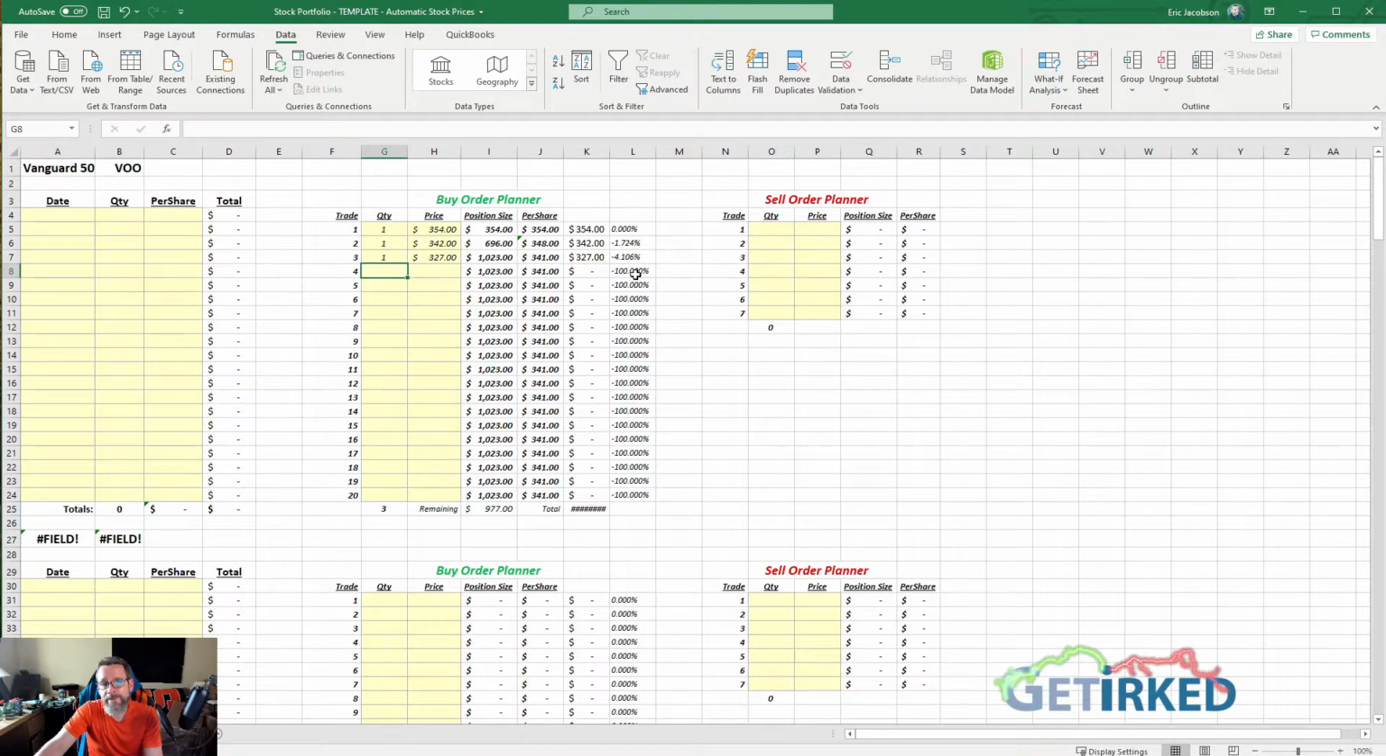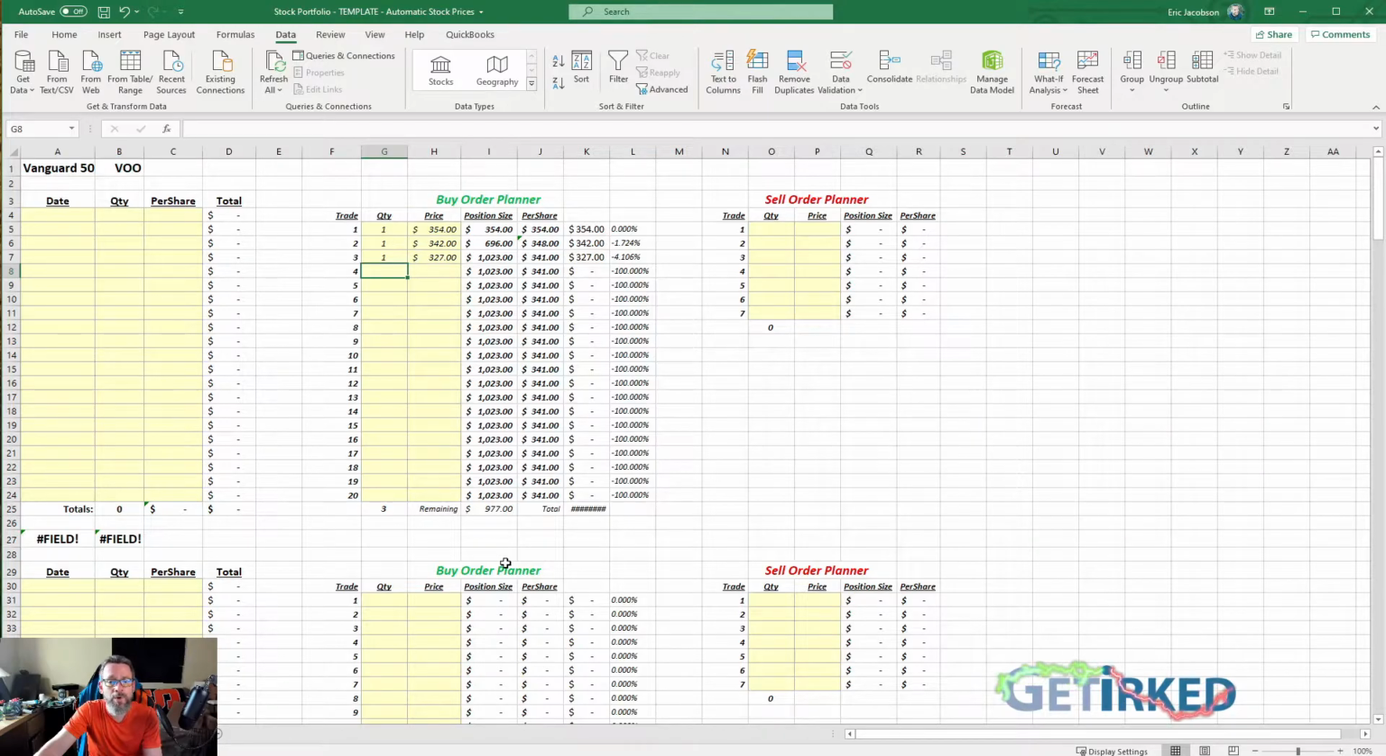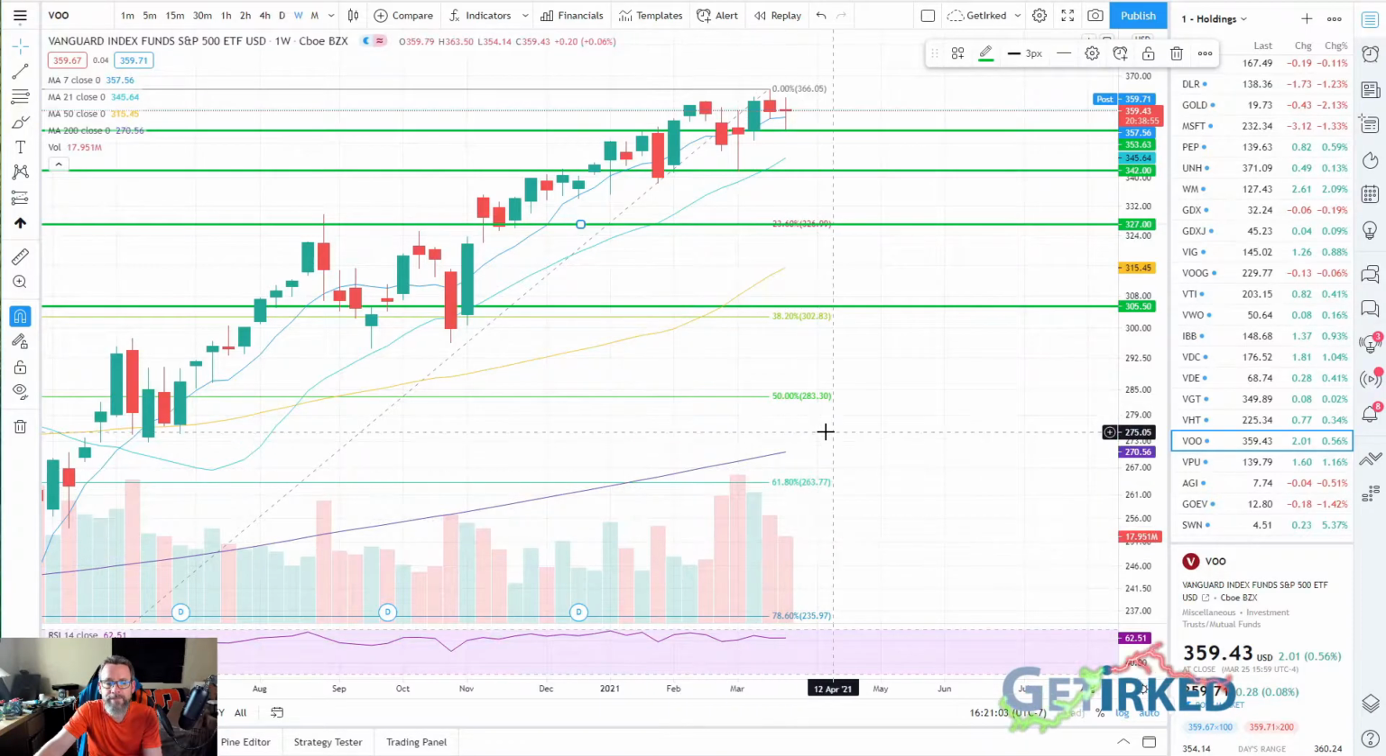The thing to remember here is that when you're buying in stages, your asset will likely be down in value. We're not trying to pick when the stock is going to bounce and go up. We're trying to add to a position that we want to have, and as it gets cheaper and cheaper, we want more and more. So we'll go back to our TradingView to find the next buying opportunity.